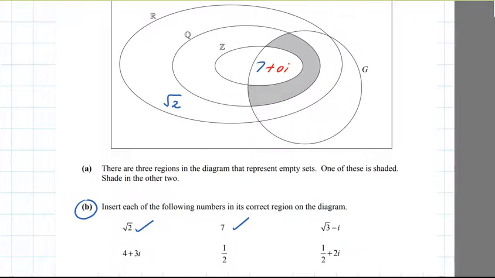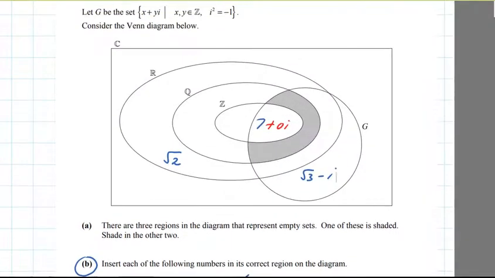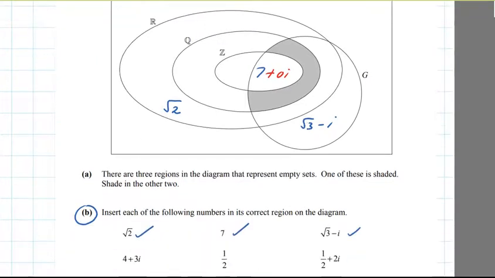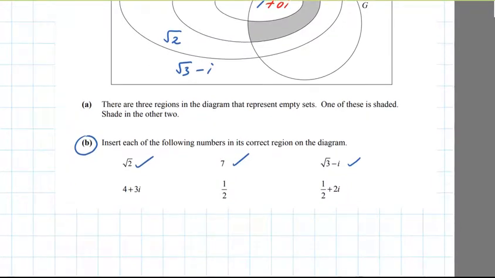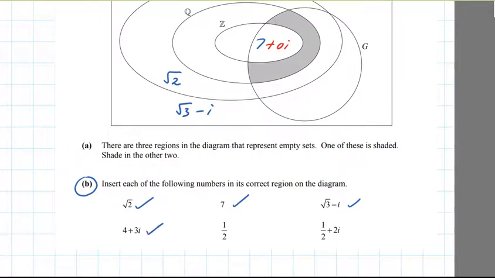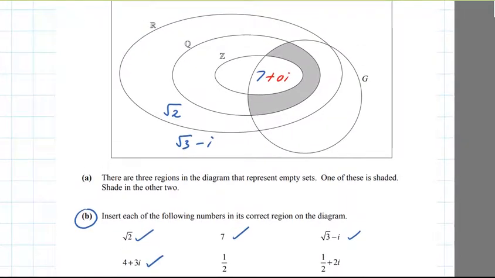Now, root 3 minus i, this one here. Well, you could try it here first, but it doesn't work because G, according to our definition at the very start, has to have whole numbers. x and y have to be whole numbers. And this x part here clearly is not a whole number. It's root 3. So that doesn't belong there. It belongs out here. 4 plus 3i, the next one, does actually belong in here because both numbers are whole numbers, 4 and 3, so it's fine in there.